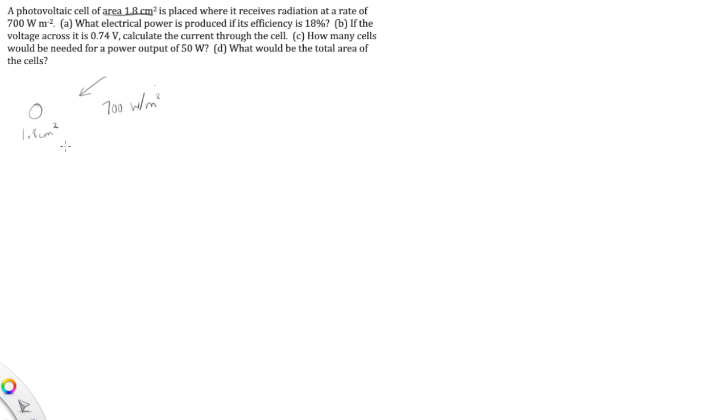So what we can do from here, if it's asking us what electrical power is produced if its efficiency is 18%, is first calculate how much electric power is produced with 100% efficiency. In order to find this, we can just use the area for part A, 1.8 centimeters squared. First we have to convert it to meters, because this right here is in meters. There are 100 centimeters in 1 meter, and then again, because it's squared.